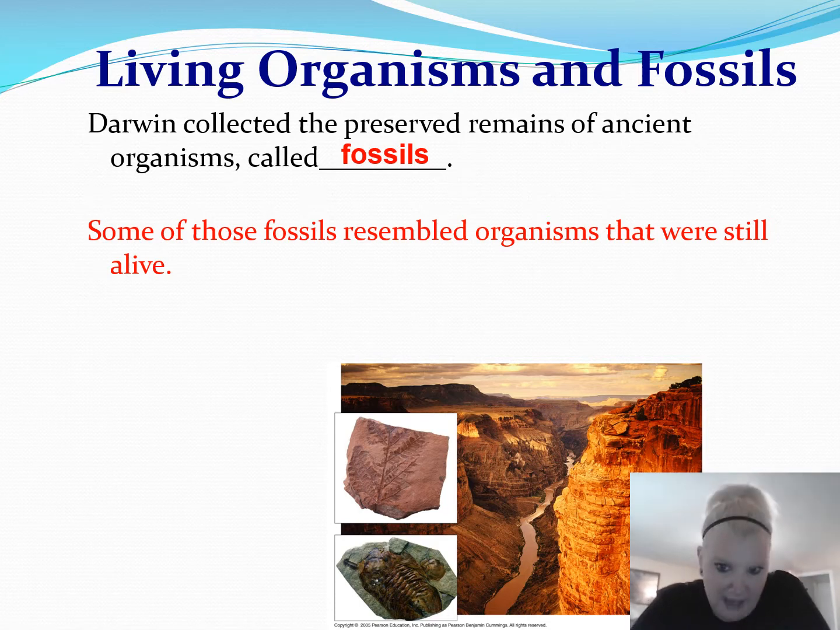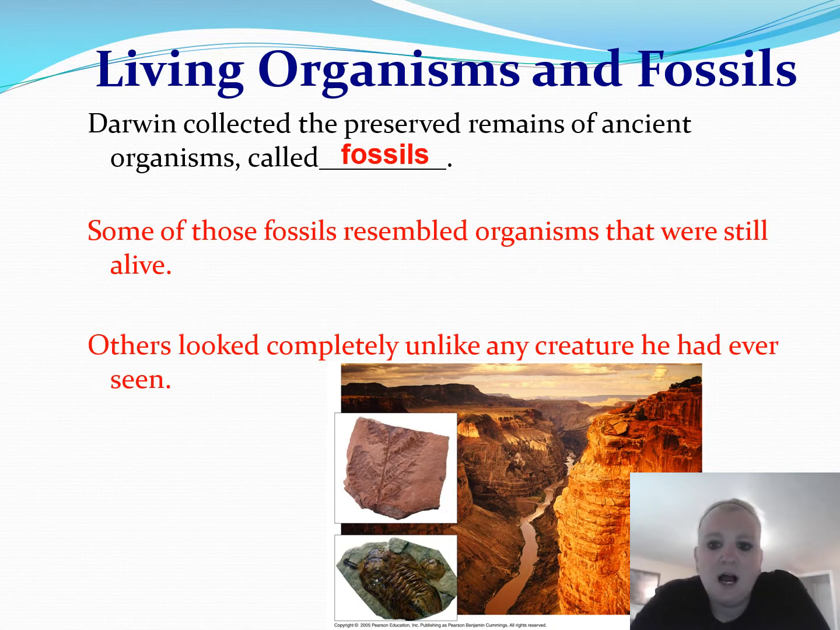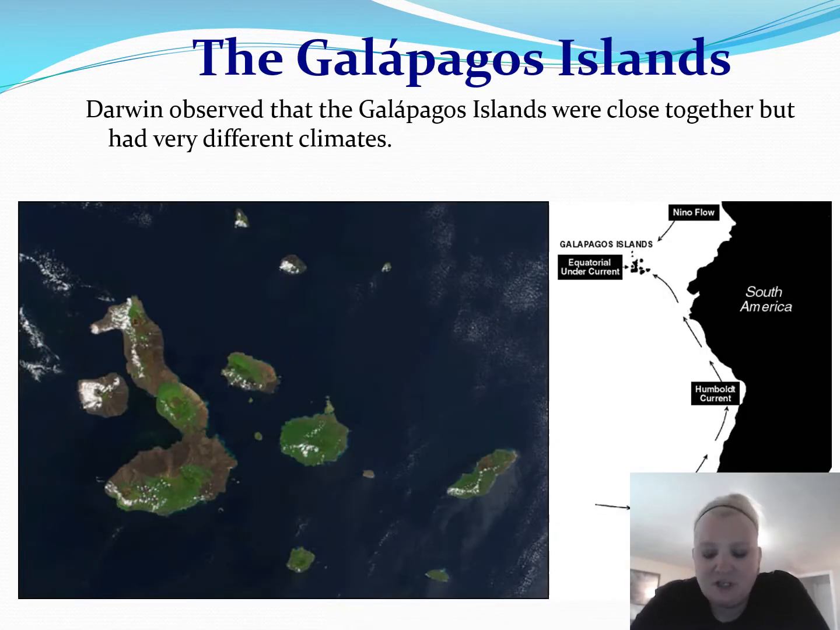So, what happened to this thing? Where'd it go? What's the story behind it? So eventually he was able to tell that they were either extinct or they evolved. They changed into something that we are more familiar with.